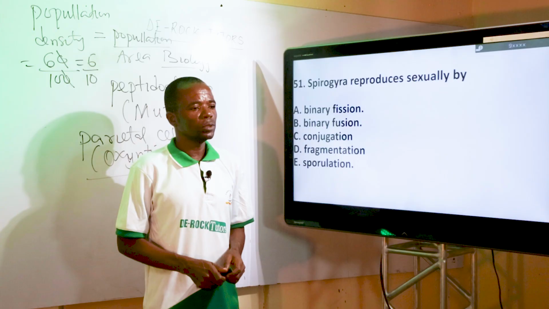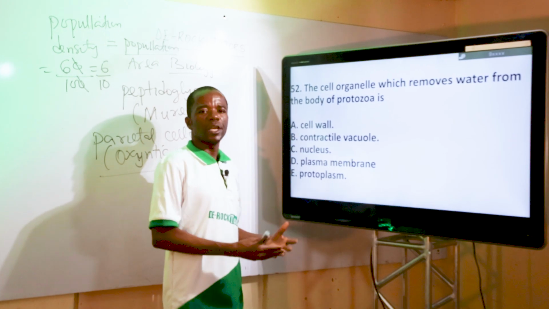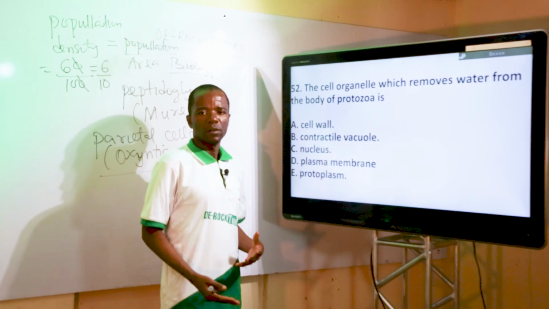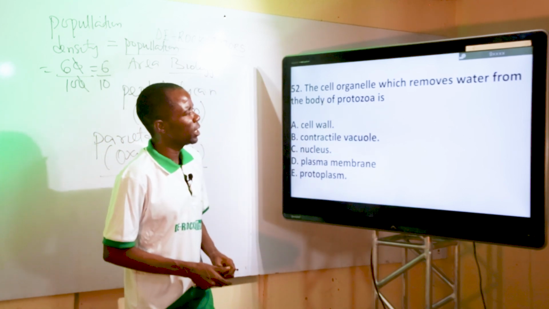Let's go to number 52. The cell organelle which removes water from the body of a protozoa is definitely option B, contractile vacuole. The function of the contractile vacuole is osmoregulation, and that entails the removal of excess water from the body of a unicellular organism like a protozoa, like an amoeba, for example. So the correct answer for this is option B, contractile vacuole.